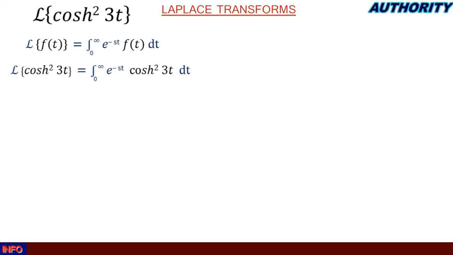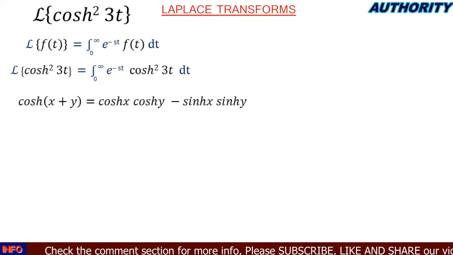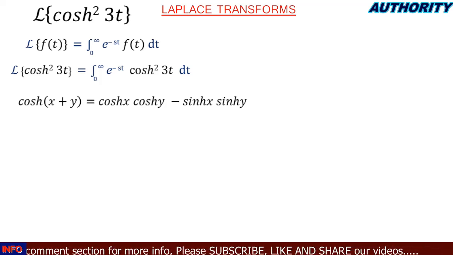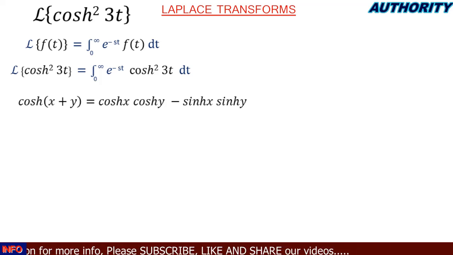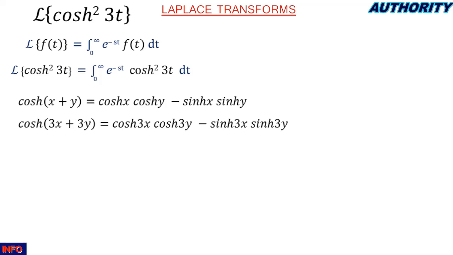Now let me take you on a journey into the land of hyperbolics. In the land of hyperbolics, when we say cosh of x plus y, it's the same thing as saying cosh x cosh y minus sinh x sinh y. Good. When we say cosh of 3x plus 3y, it is the same as cosh 3x cosh 3y minus sinh 3x sinh 3y.